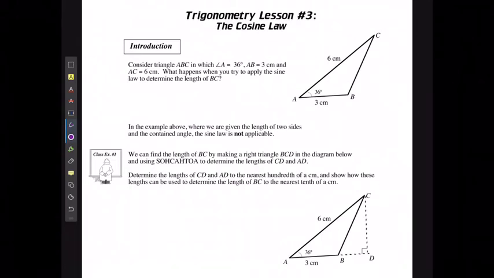In the last lesson, we looked at how we can solve for non-right angle triangles using the sine law. Now we're going to look at the cosine law. So that's going to be when we have different qualities for a triangle that we're trying to solve.